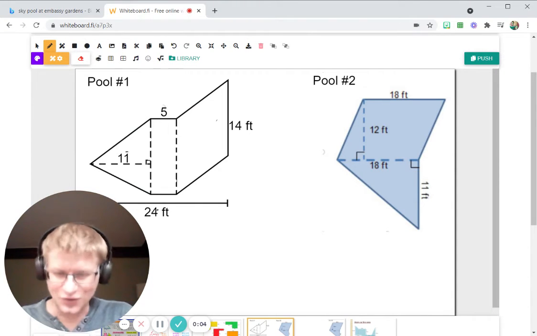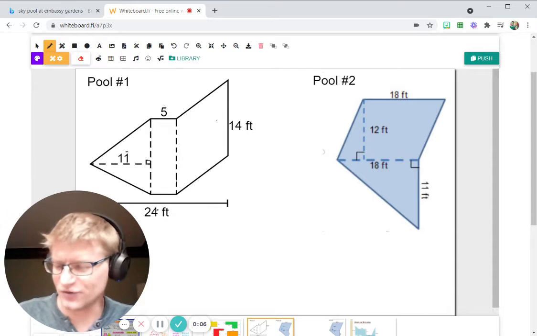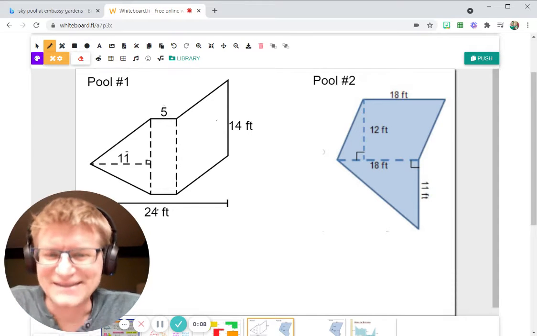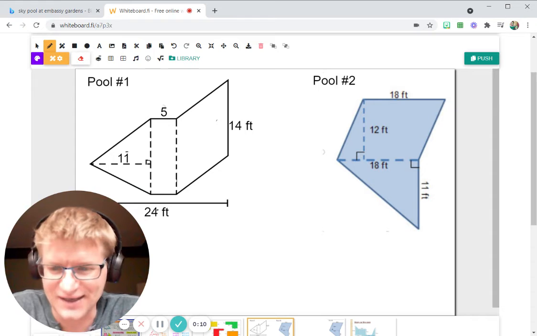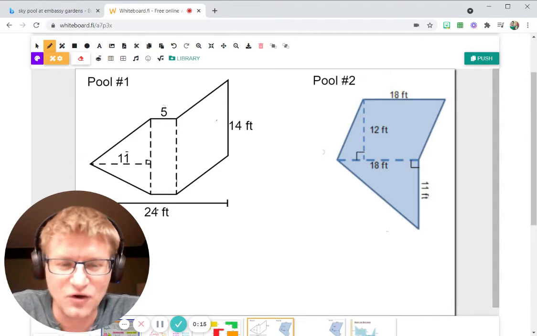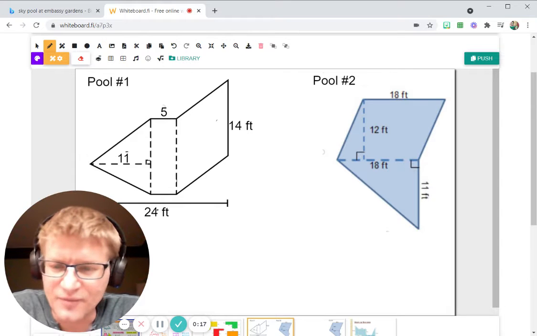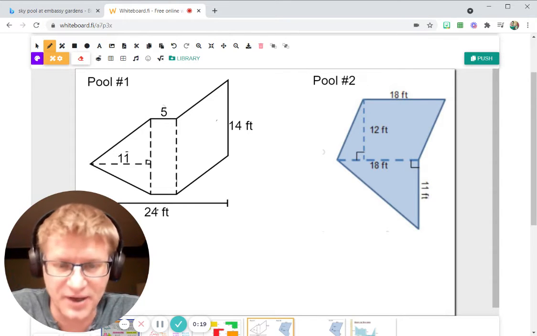We're gonna work on a cool problem today. I think it's cool. It's a pool problem. It's about looking at two different pool designs, and these are our two pool designs, pool one and pool two. And it's trying to figure out which one's bigger. Obviously, they're both made of complex or composite shapes.